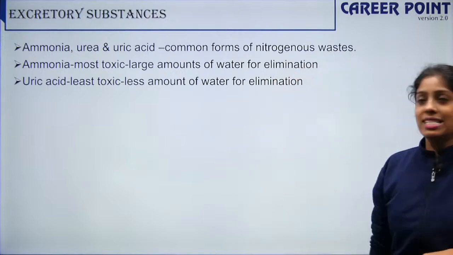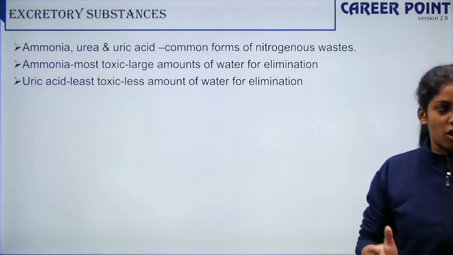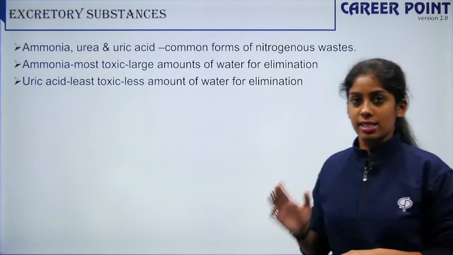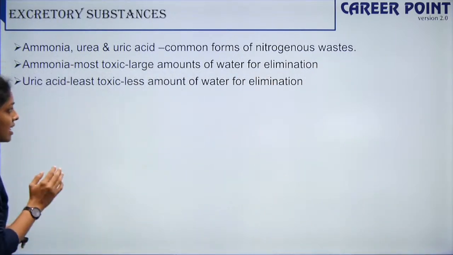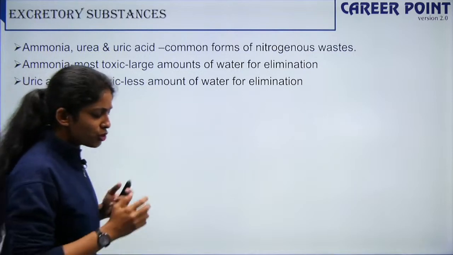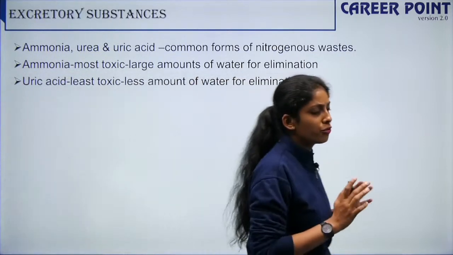Next in line is uric acid. This is the least toxic. The most toxic is ammonia and the least toxic is uric acid. So it requires the least amount of water for elimination.